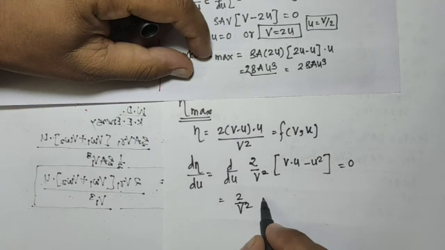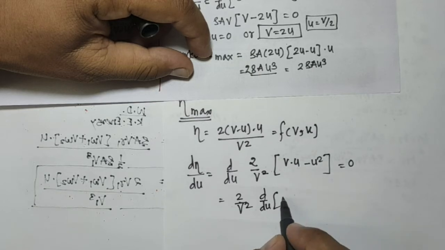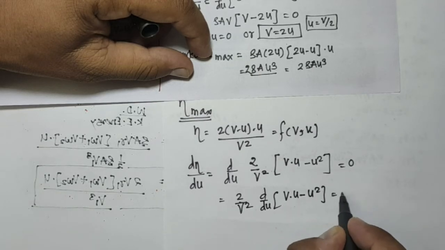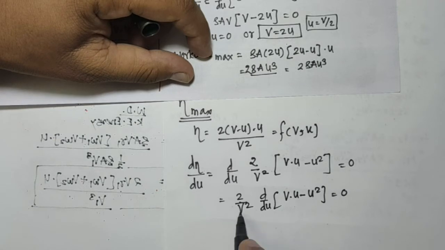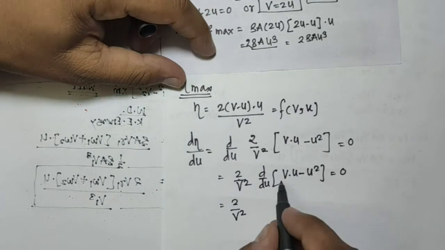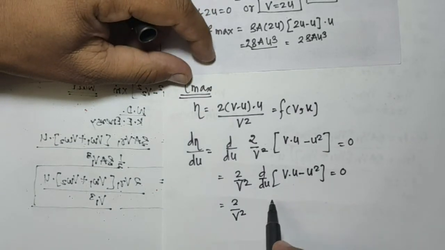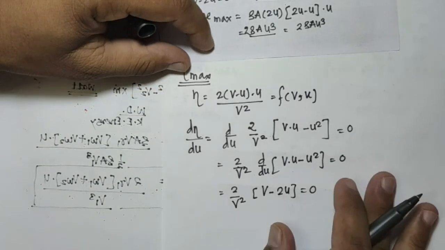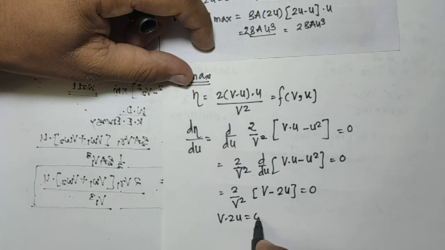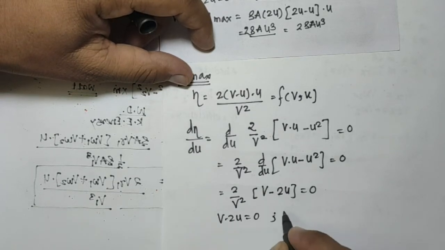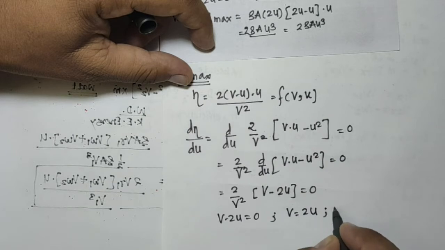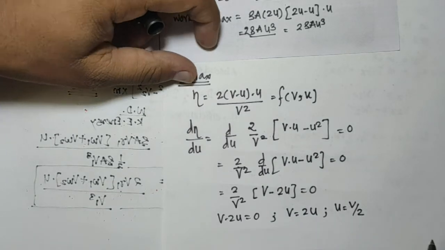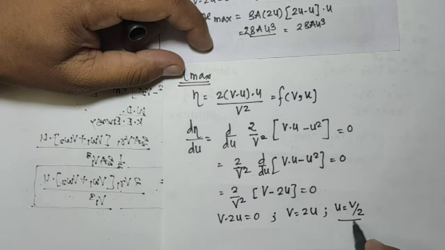Differentiating this whole quantity, 2 upon V square d upon dU of (Vu minus U square), is equal to 0. So you will have to find 2 upon V square times the derivative of V minus U square, which is V minus 2U, equal to 0. We take this value on the right-hand side, so V minus 2U is equal to 0, or V is equal to 2U, or U is equal to V by 2. So this is the condition for maximum efficiency.